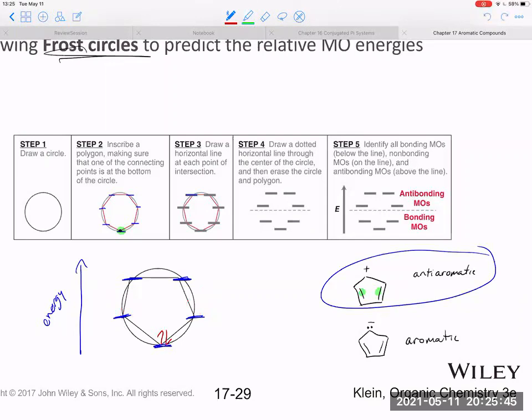Now I have cyclopentadiene, but the anion version. This is aromatic, and now I have 2, 4, 6 electrons that I'm going to fill in. I'm going to half fill first, but that's 4, so then I can go back and fill it all in. This represents an aromatic compound because all of my bonding orbitals are fully filled. The line that separates antibonding and bonding would be between the top one and the middle one. Yeah, it's actually right here.